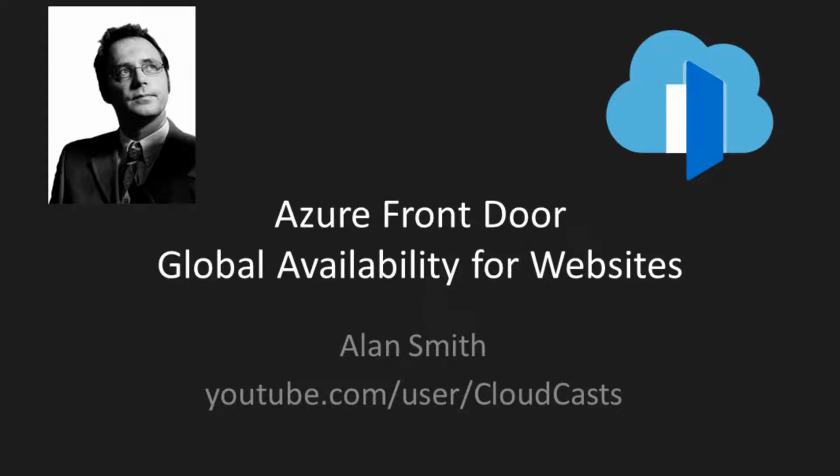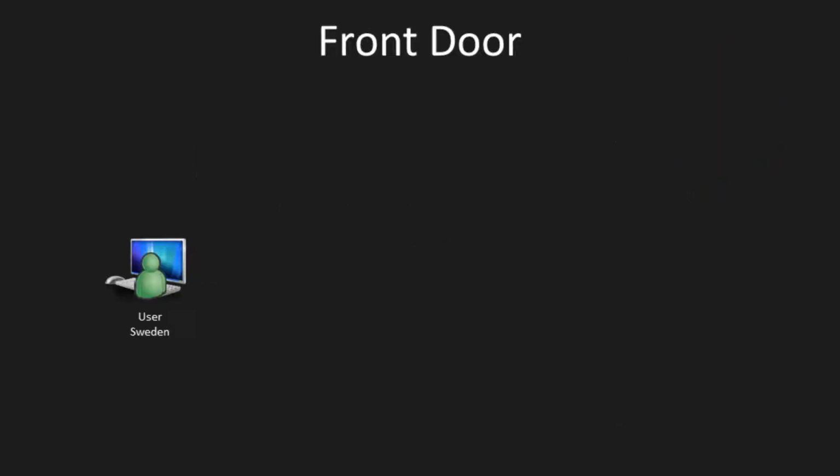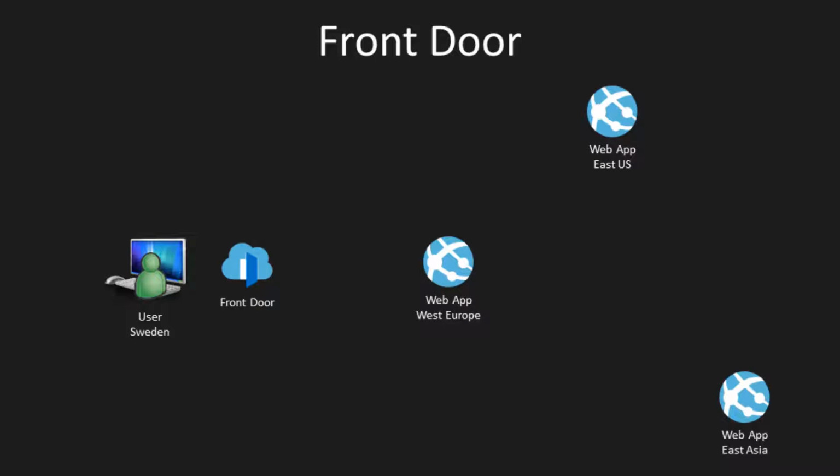Hi, my name's Alan Smith, and in this webcast, I'll show you how you can use Azure Front Door to provide global availability for websites. Azure Front Door enables you to deploy your web application to multiple Azure regions, and then provide a single point of access to those websites.